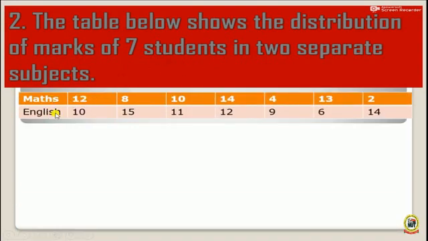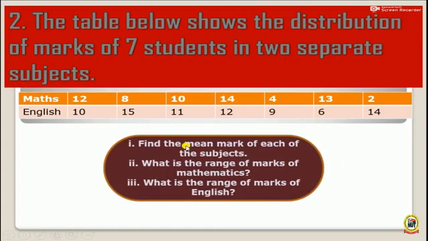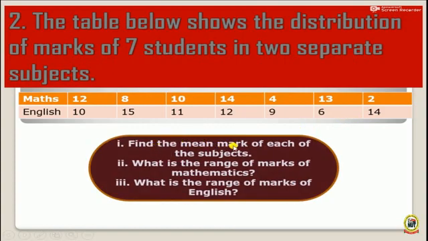and English language. So in mathematics, the first student scored 7 in maths, 8 in English, 8 in mathematics for the second student, 15 in English, the third student 10 in mathematics, 11 in English, and so it continued up to the 7th child, who scored 2 in mathematics and then 14 in English. And then we are expected to find the mean mark of each of the subjects. So we're expected to look for the mean for mathematics and then the mean for English.